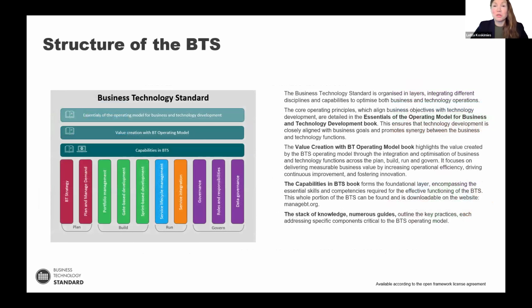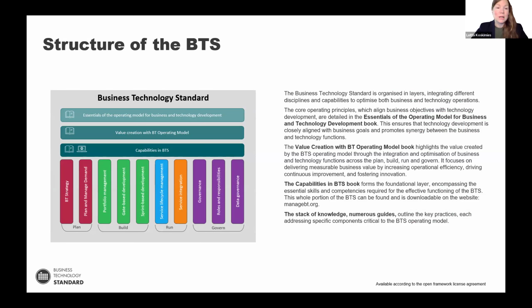Now, as I mentioned, there is something new to how the business technology standard is structured. And maybe the left-hand side illustration can be looked at as a bookshelf. So you have 3 books lying on their side. In the middle, there are the capabilities in business technology standard. You can see the 2 different icons on this green bar next to the capabilities. And this is the book that is freely available at managebt.org for anyone to use.